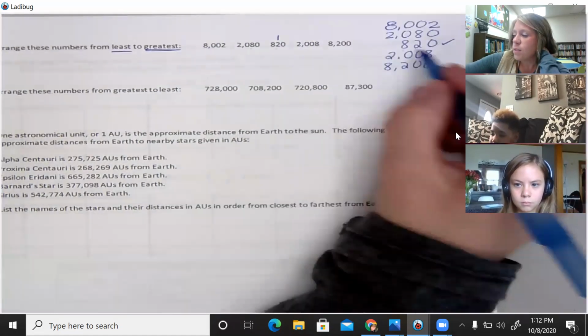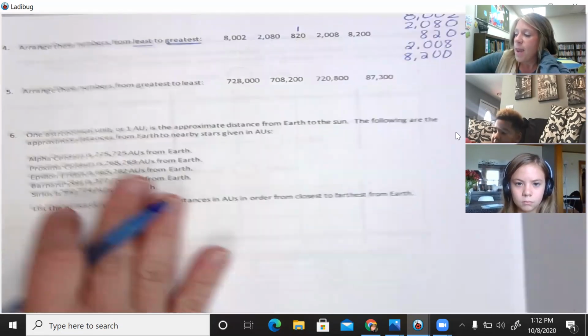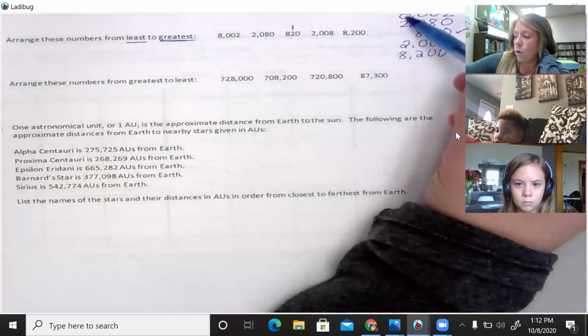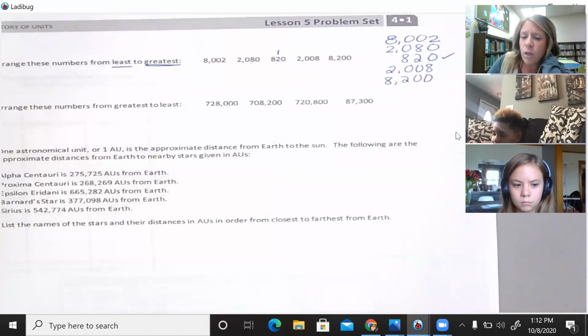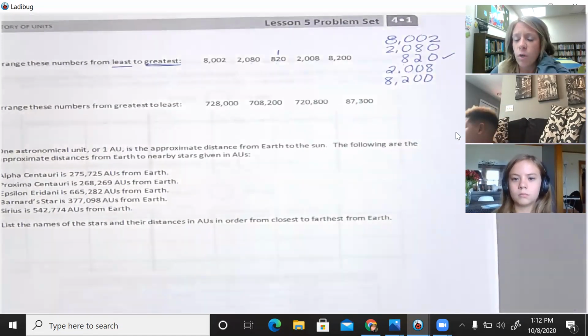Okay, so this number's out of the running. Now we have these 4, 1, 2, 3, 4 numbers left. What am I going to use to help decide which number comes next?